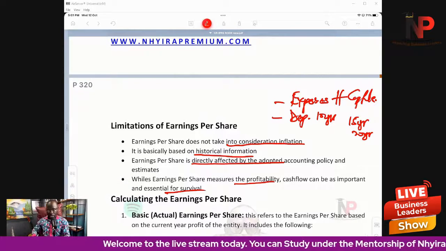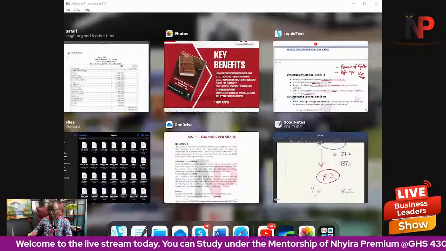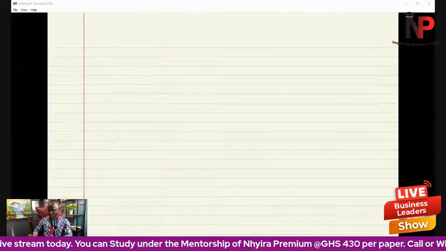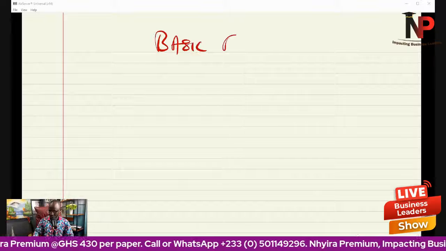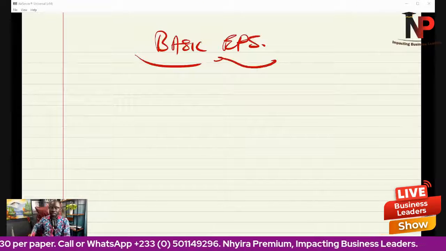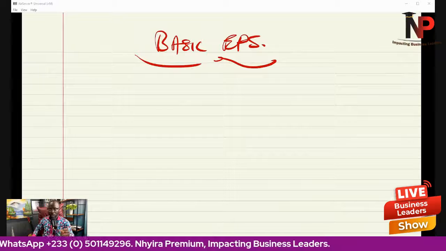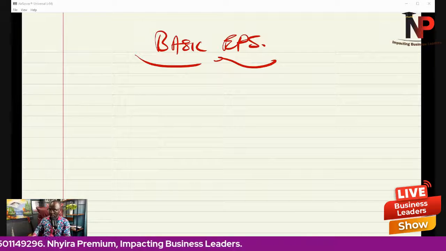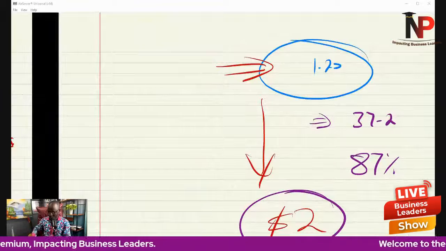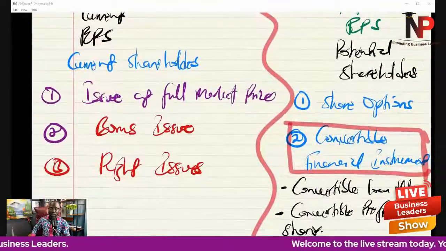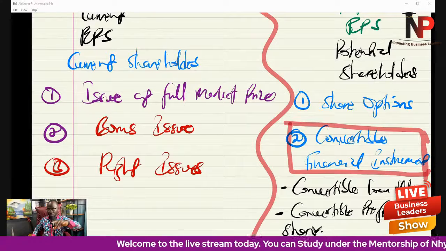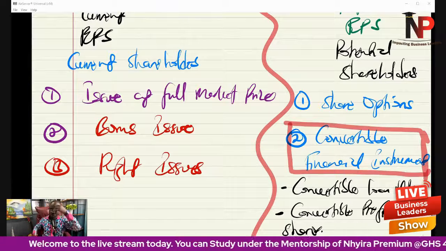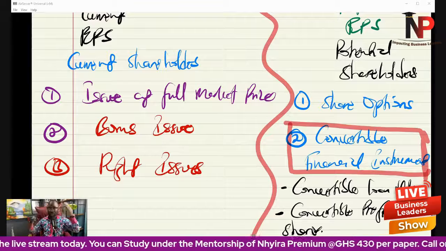Now that we've spoken about these issues, let's take them one after the other and share our thoughts on them, starting with the basic earnings per share. Remember, under basic earnings per share, there are three scenarios that we have to pay attention to: the issue at full market price, bonus issue, and rights issue. We're going to take them one after the other and talk about them.